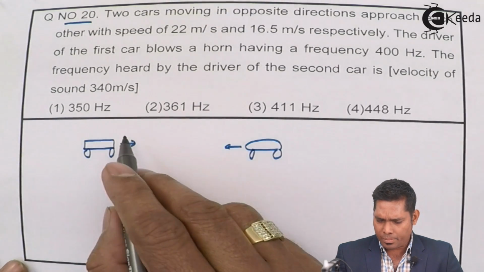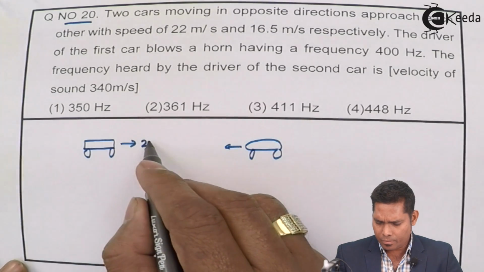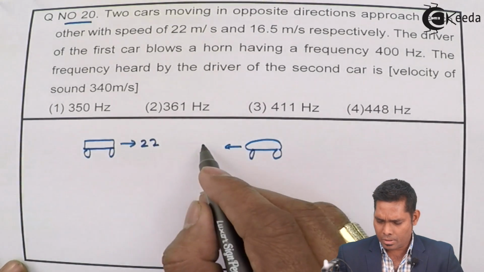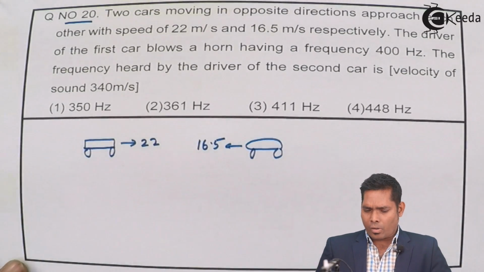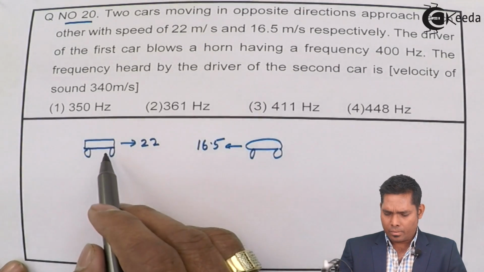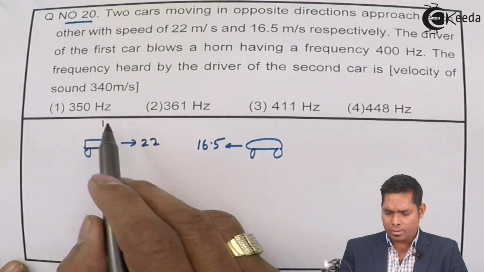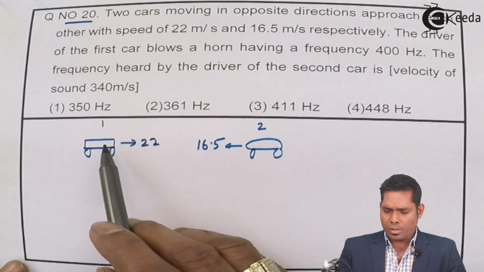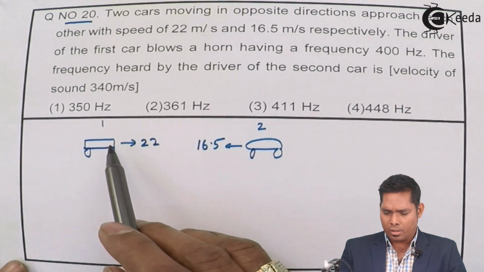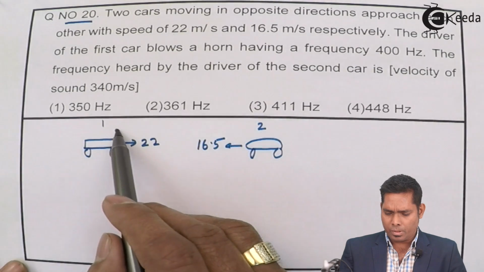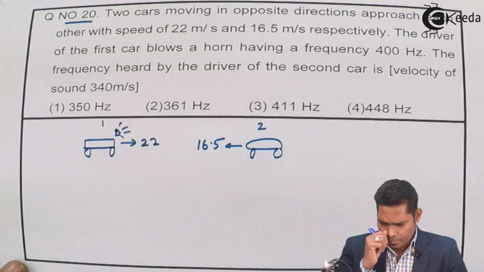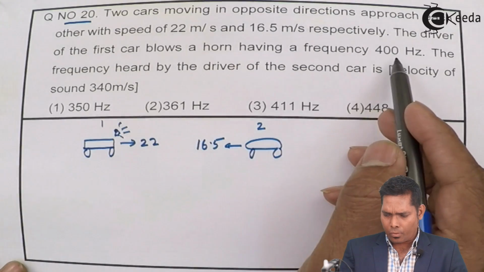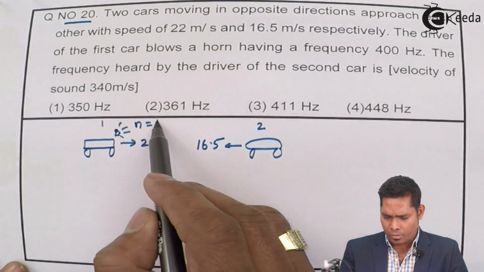approach each other with speeds 20 meter per second and 22, and its speed is 16.5 meter per second. The driver of the first car, suppose this is the first car and this is the second car, blows a horn, so the sound is produced from here, having a frequency of 400 Hz.